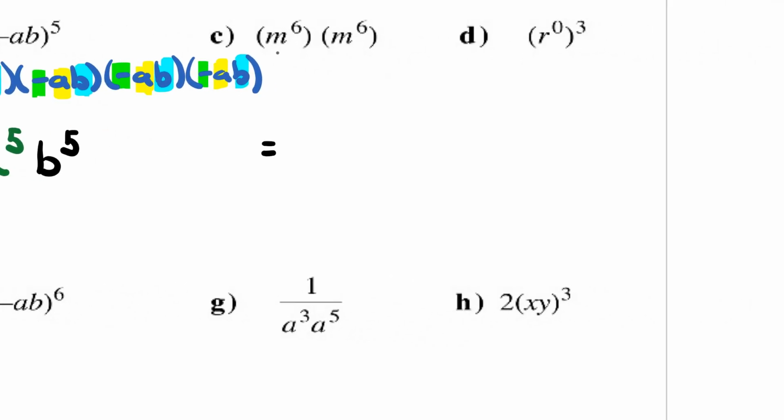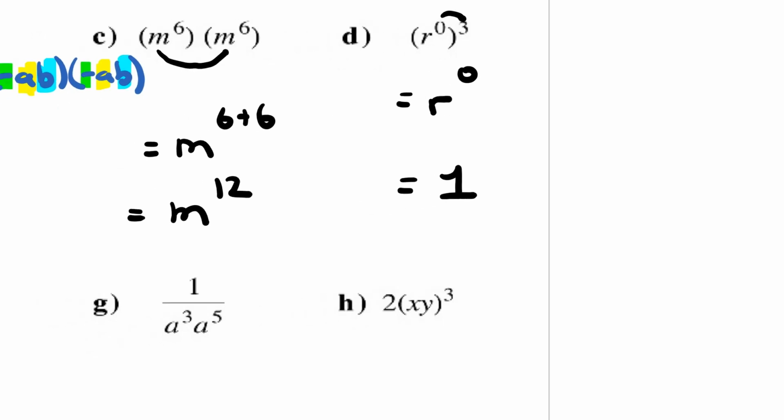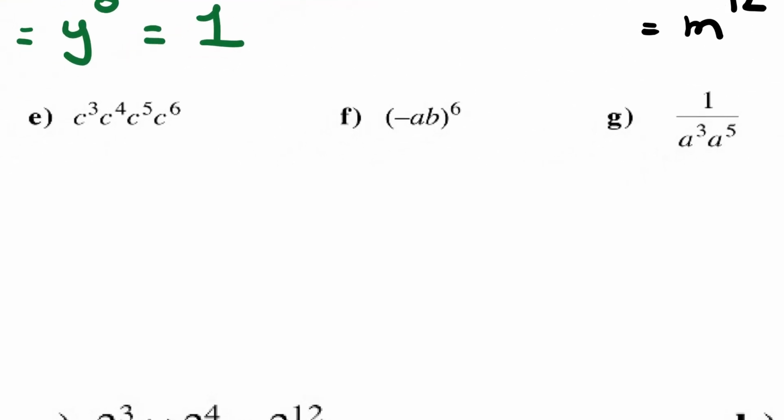For letter C, if the bases are the same, m is the same, you just add the powers, right? So 6 plus 6, so this will be m to the power of 12. So hopefully by this case, you can take a look at all the rules and be able to just rapid fire this. So 0 times 3 is 0, and anything to the power of 0 is just a 1. Okay, so hopefully at this stage you're able to do these questions pretty quickly.